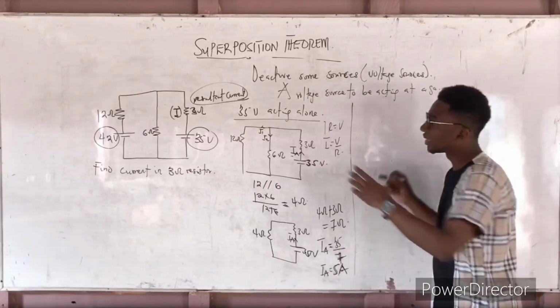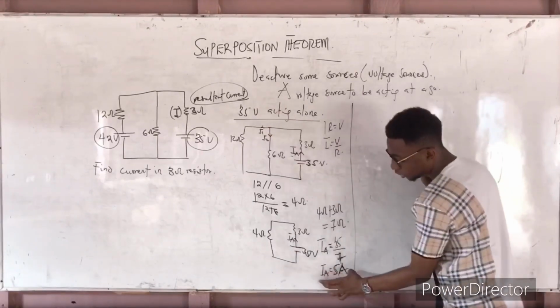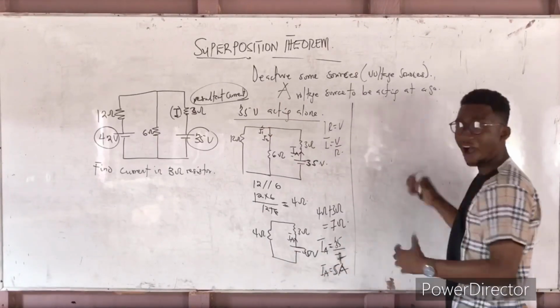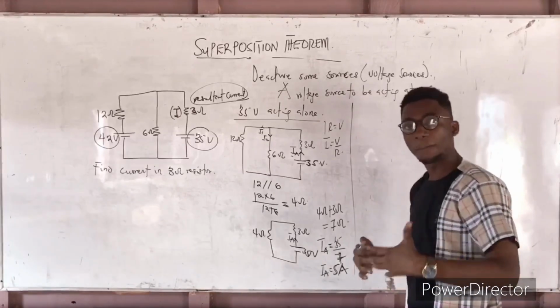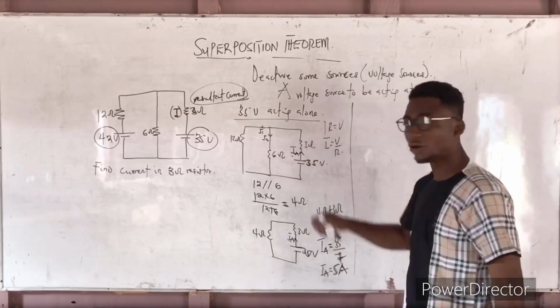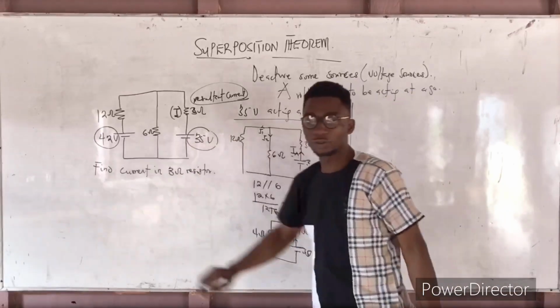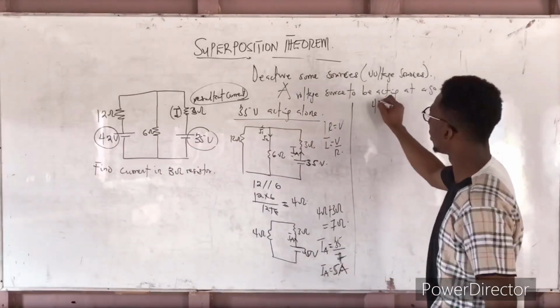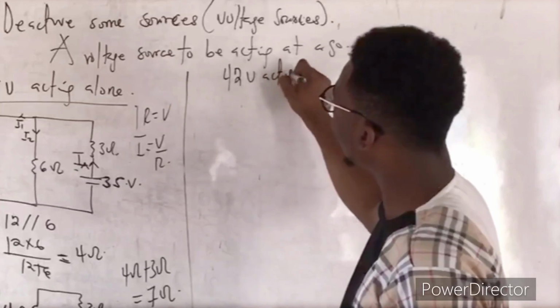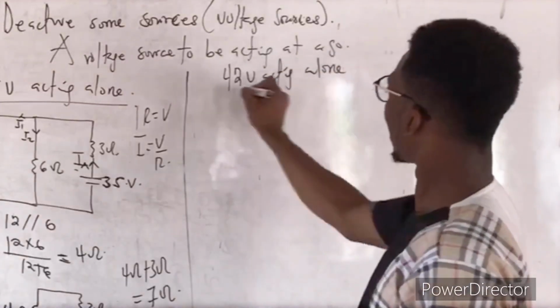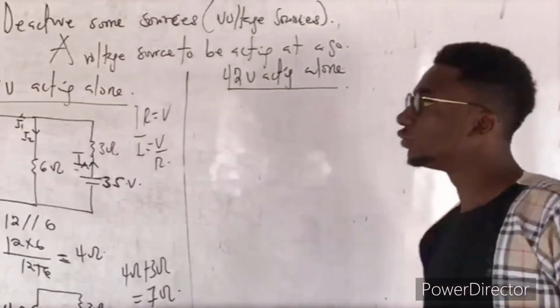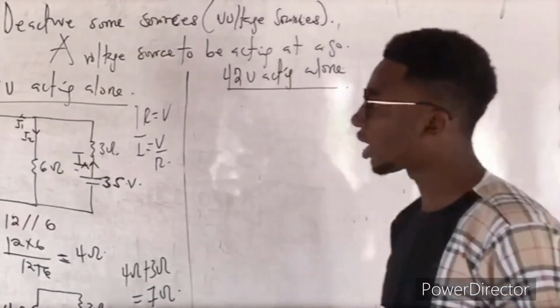So when the 35 volt is acting alone, it will be producing 5 ampere. That is 5 ampere of current to pass through this 3 ohm resistor. Now let's deactivate the 35 and let the 42 also act alone. So now we come here, 42 volts acting alone. If the 42 volts is also acting alone, then what are we getting?